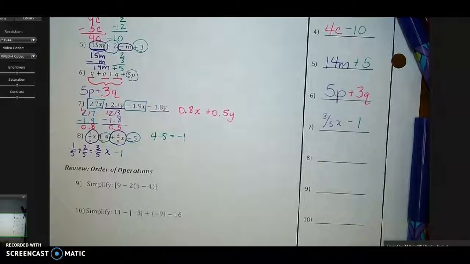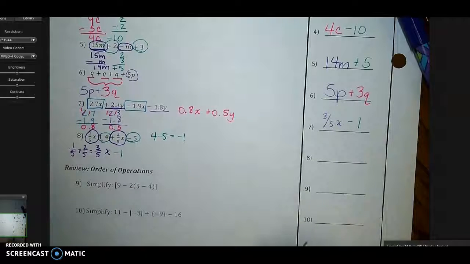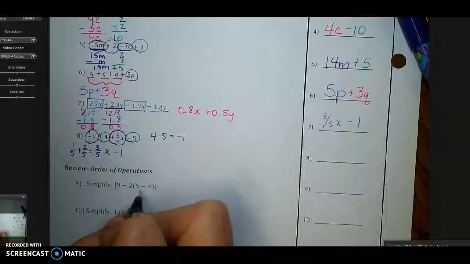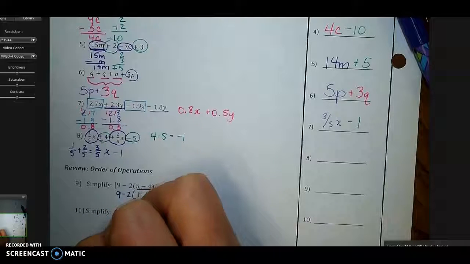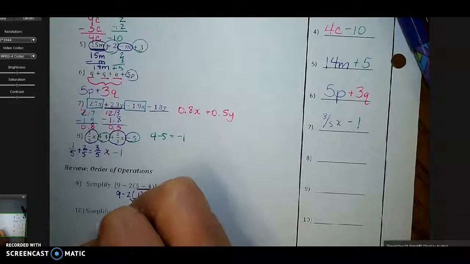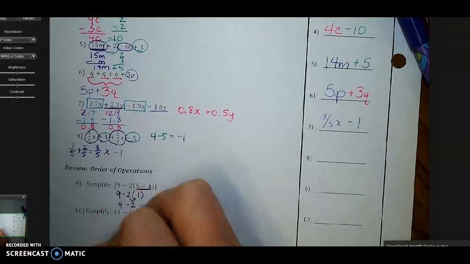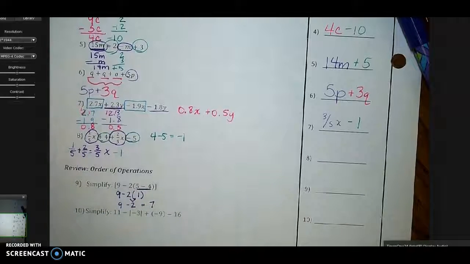Little order of operations review there. I think I wrote some things on the wrong line there, but order of operations review. Got to do what's inside the parentheses first here. So I have 9 minus 2 times 1. And then I'm going to do this. 9 minus 2 is 7.